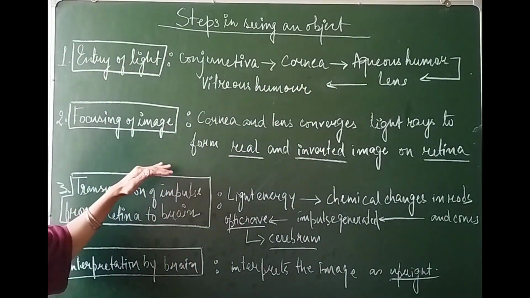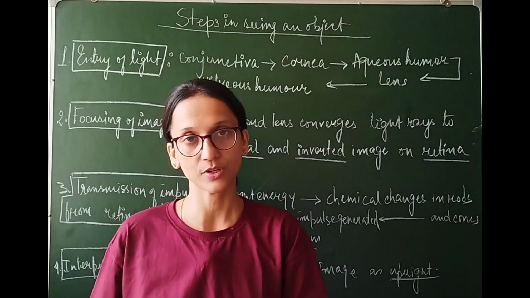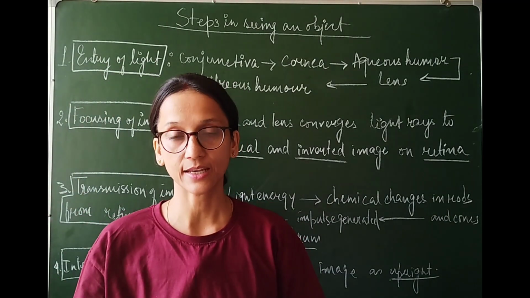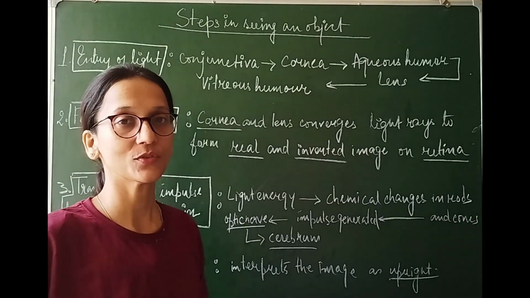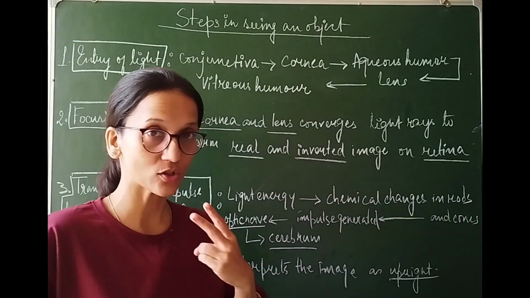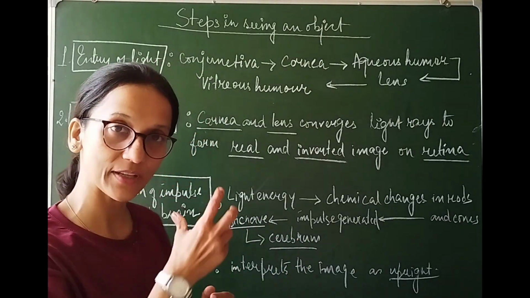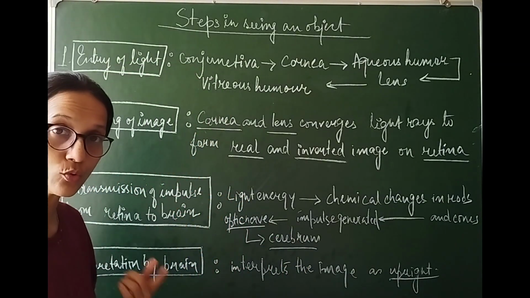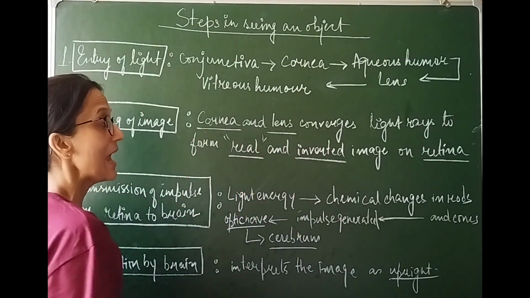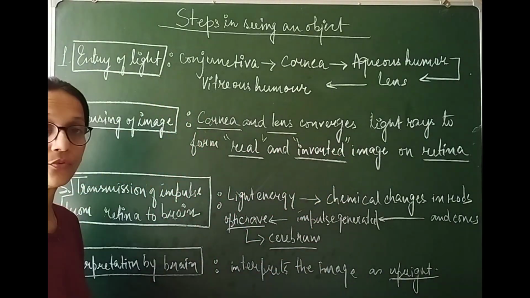Second is focusing of the image. How is this image focused on the retina? To focus the image on the retina, we need to converge the light. And for converging the light, there are 2 parts of the eye that are involved. Number 1 is the cornea and the second is the lens. You must know that the cornea and the lens basically converge the light rays. And what do they do after that? Then they form a real, you have to remember this, and inverted image on the retina.